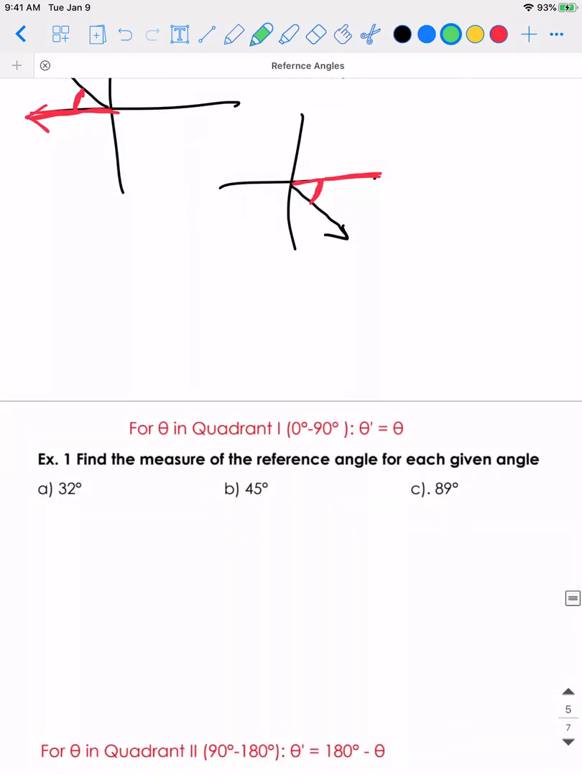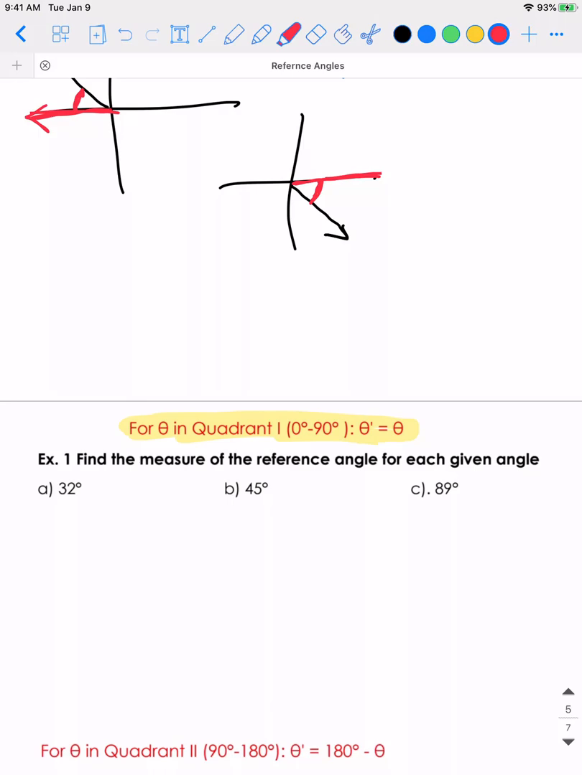Now, I'm going to break it down by quadrant because I think that makes the most sense. So for quadrant 1, this is the important part right here. Anything in quadrant 1 is already an acute angle. It's between 0 and 90. So theta prime, which is our reference angle, is going to equal our given angle because it's in the 1st quadrant. So find the measure of the reference angle given the angle.